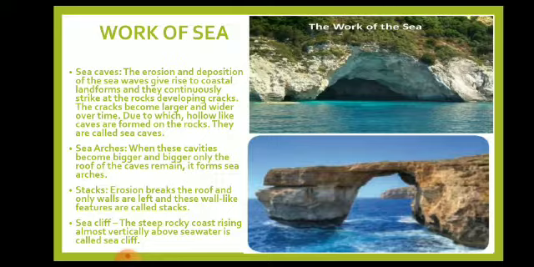Next is sea arches. When these cavities become bigger and bigger, only the roof of the cave remains. It forms a sea arch. Here I have shown you the pic of the sea arch and sea cave. Now, what are stacks? Erosion breaks the roof and only walls are left, and these wall-like features are called stacks. What are sea cliffs? Sea cliffs' pic is also given in your books. The steep rocky coast rising almost vertically above sea water is called a sea cliff. So these are the works done by the sea.